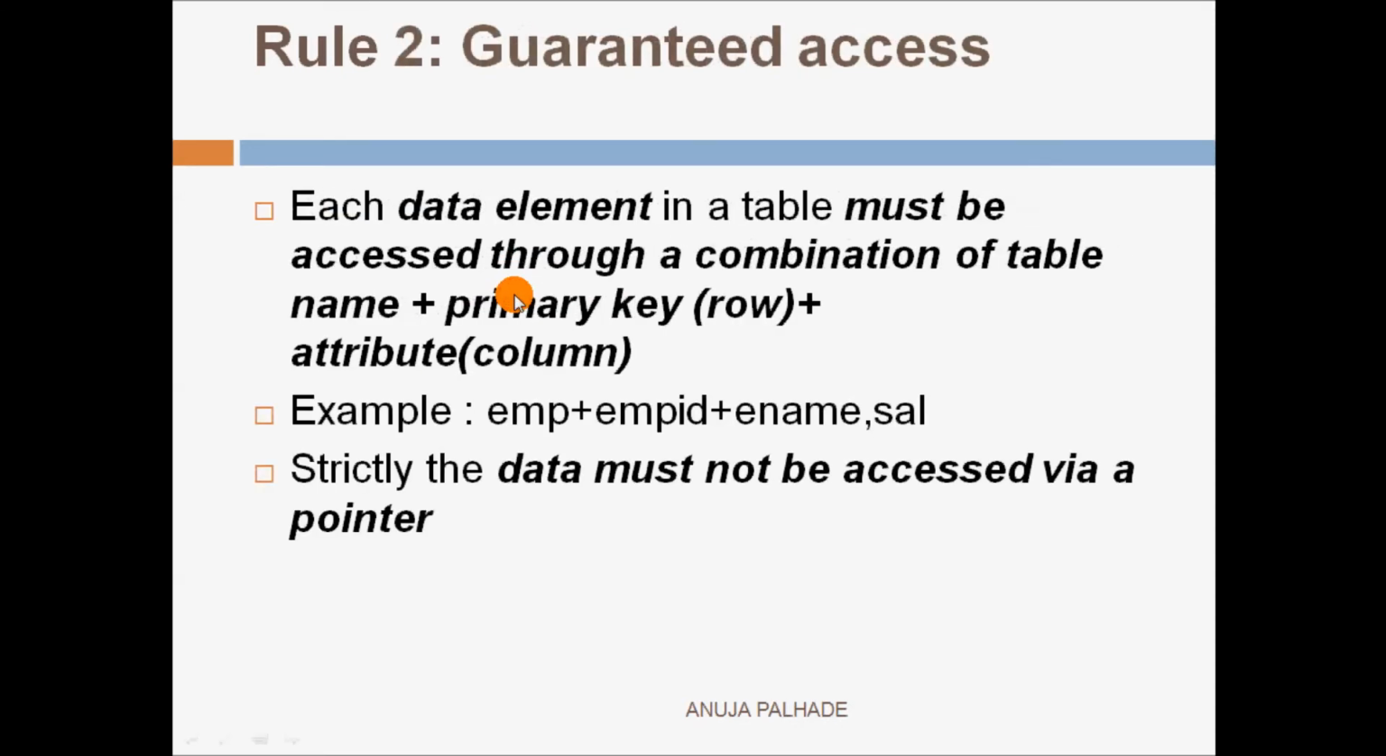So rule 2, the guaranteed access rule. Each data element in the table must be accessed through a combination of table name, primary key, or any key or attribute. So it should be accessible. Example: employee plus employee ID plus employee name or salary. Strictly, the data must not be accessed via pointer. It means every single data element is guaranteed to be accessible logically with the combination of these values. No other means, such as a pointer, can be used to access the data.